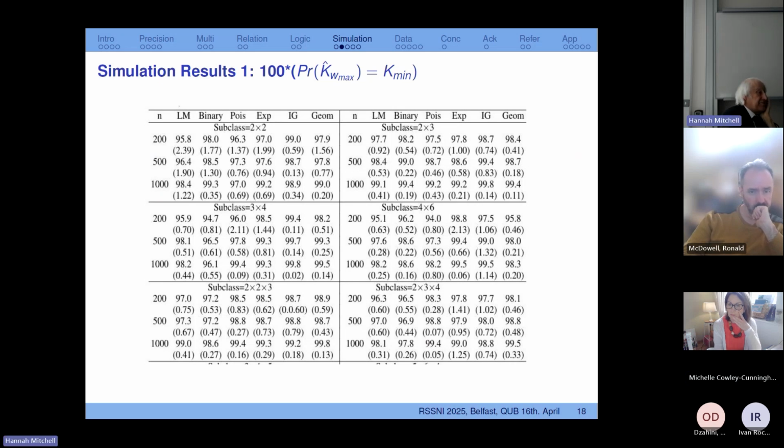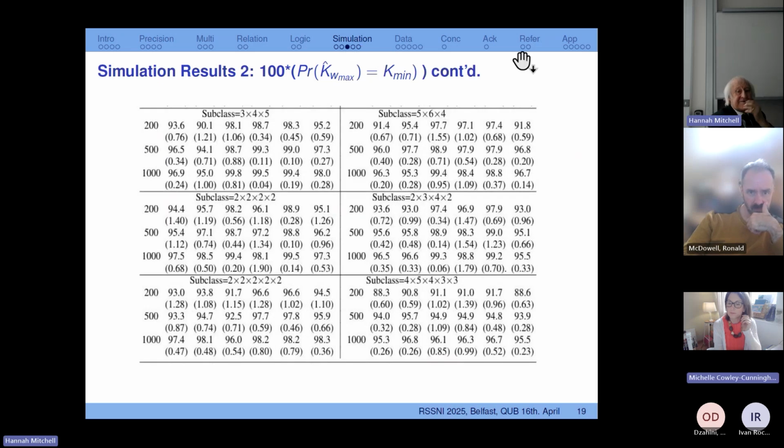See that? Okay. You see it improves with increasing sample size too. But even for a 3-dimensional table, we're really quite good. Okay. So here are other structures, same thing, but other structures.